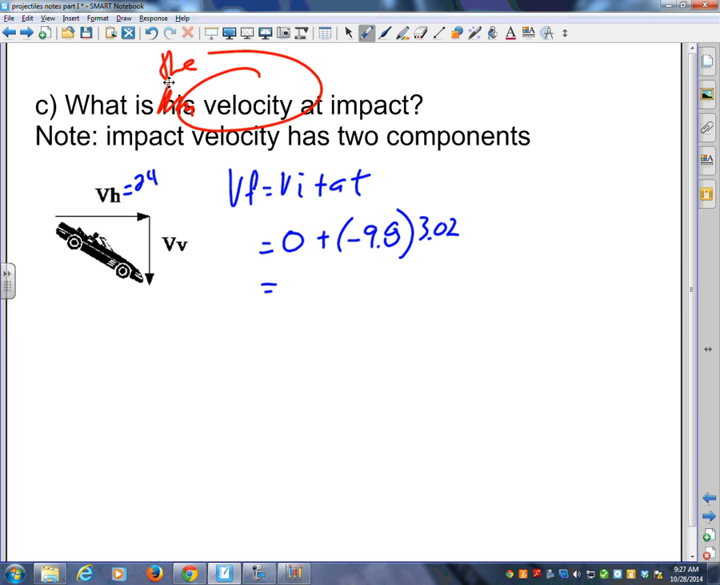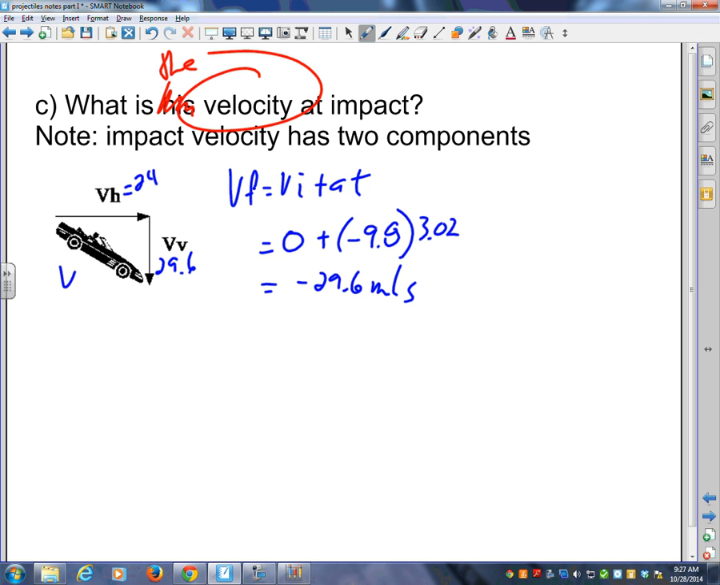29.6, we'll say. Is that my final answer? No, that's only one component, isn't it? Only one part of it. So how do I find good old V here?